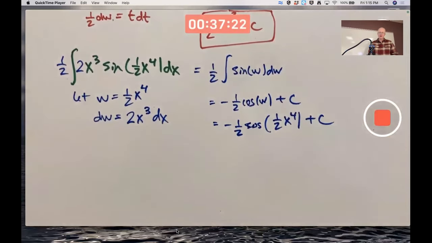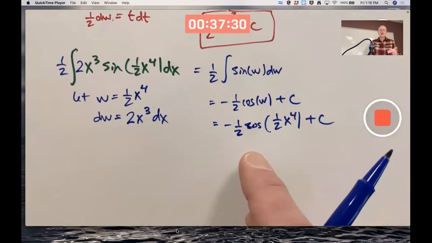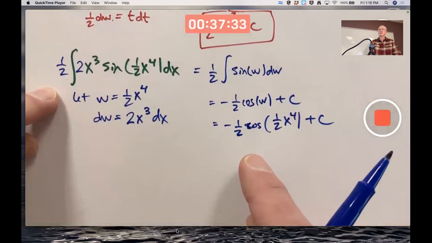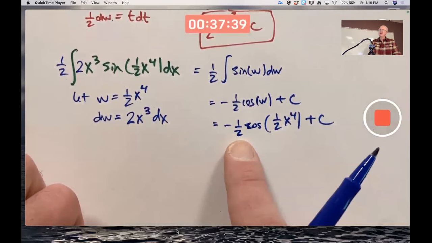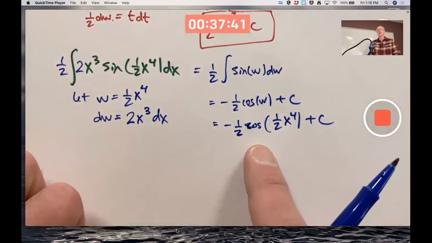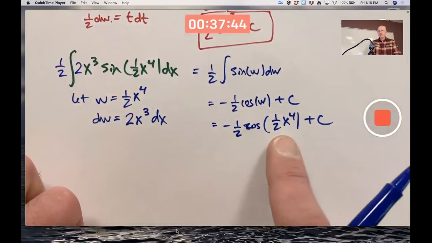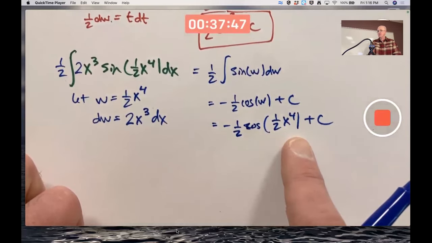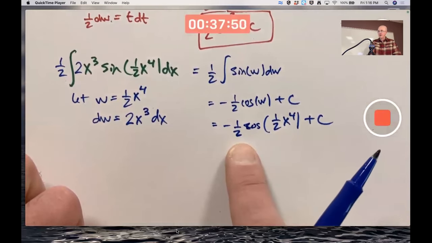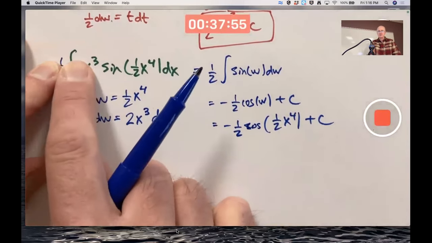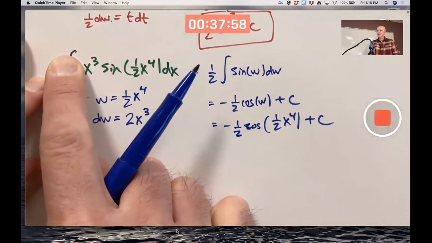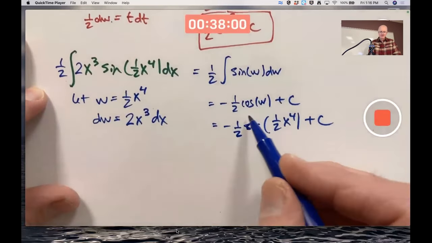And you can always check it by differentiation. And in the checking, you will have to use the chain rule. The substitution is the reverse process, essentially, of the chain rule. When you differentiate this, the derivative of negative cosine is actually positive sine. The negative sign goes away. And the derivative of 1/2 x to the 4th is 2x cubed. The 2 will cancel with the 1/2 and leave you with the original integrand that does not have the 2 and the 1/2 in there. That function right there. Okay, so this is correct.